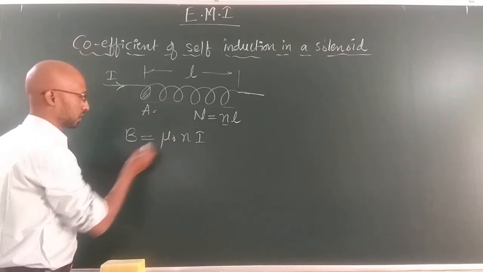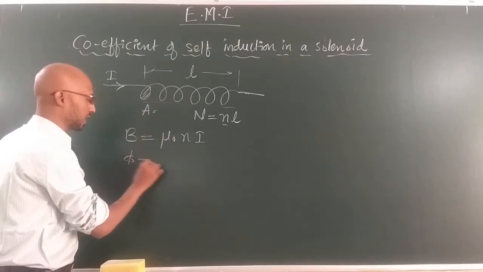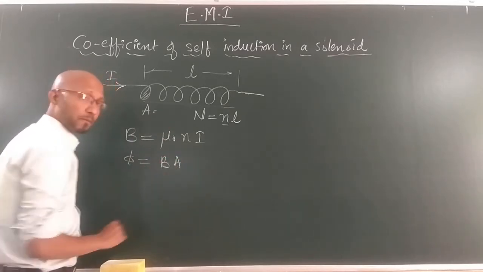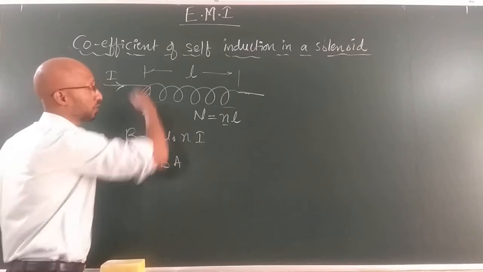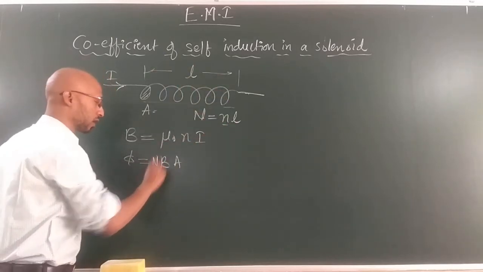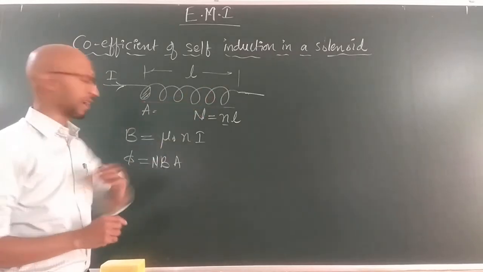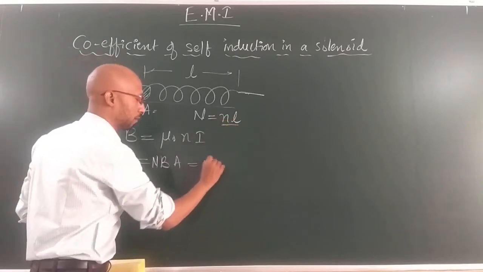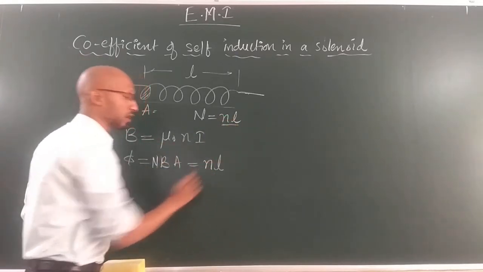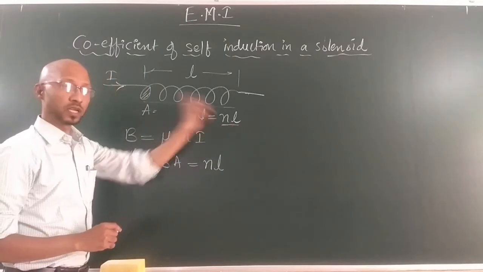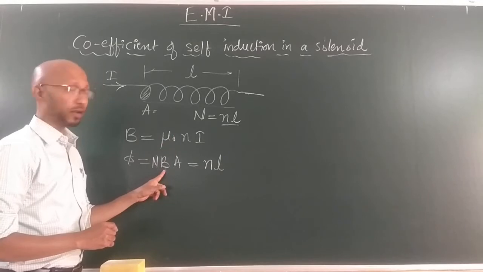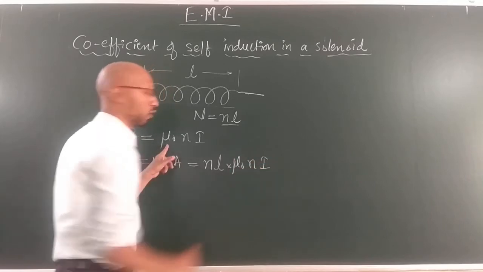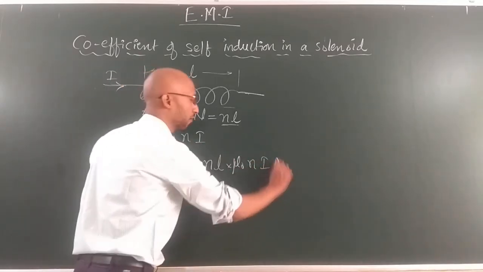Now let us move on to the flux developed. The flux linked will be given by B into area, magnetic field into area. If there are N turns, the total flux linked with the complete solenoid is given by NBA. N is the number of turns per unit length into the length of the solenoid. B is the magnetic field produced in the solenoid, given by mu naught n into the current flowing through it. A is the area of the solenoid.